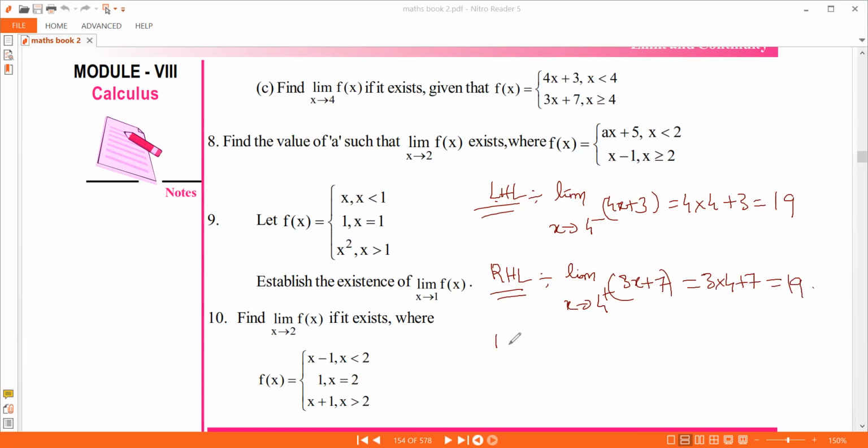So you have LHL is equal to RHL. Limit exists at x equal to 4. Limit of f of x exists at x equal to 4.